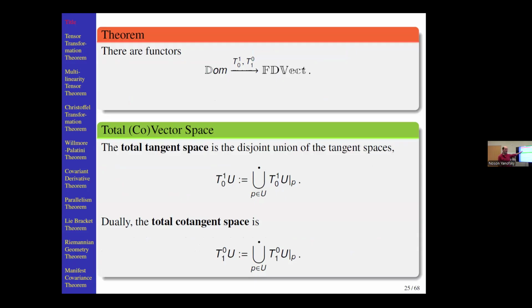I think it's kind of straightforward that given U, a domain in the sense that I'm talking about, an open subset of Rn, you get not only the tangent vector space at each point, but the cotangent vector space at each point, which is just the dual of the tangent vector space. And then if you bunch them all together disjointly over the whole domain, as in this union here with a dot, you get the total space of the bundle, and likewise for the dual.